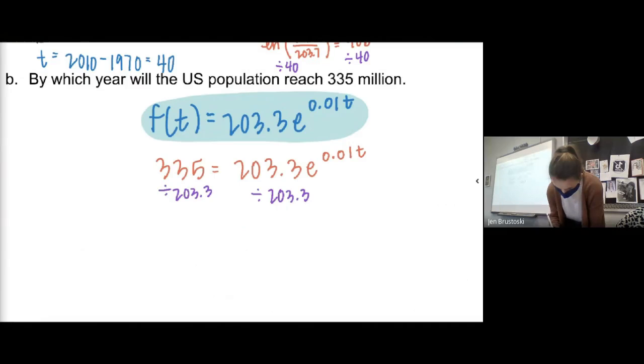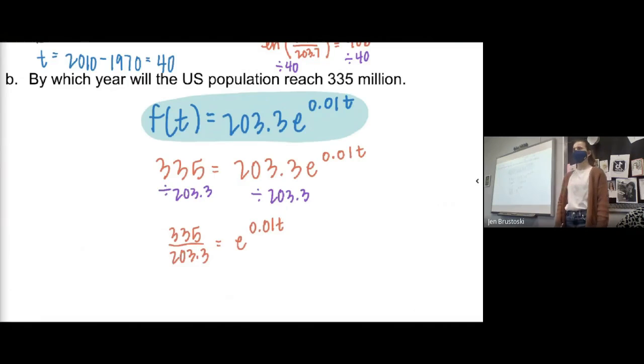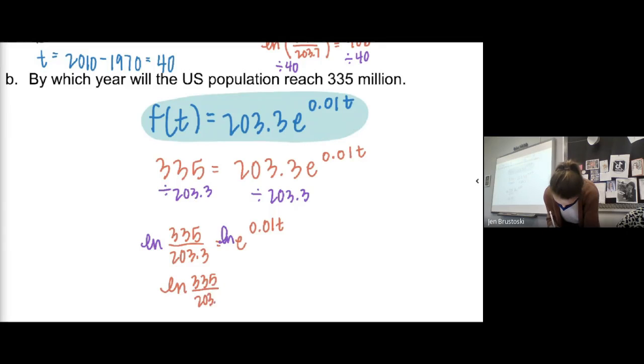I'm going to leave my value just like that, because we're dealing with really small numbers, we don't want our rounding to be too far off. So I want to keep that value. Okay, then what? Someone other than Kayla. Tegan, what do I have to do? Ellen. So I have ln of 335 over 203.3 equals 0.01 t.